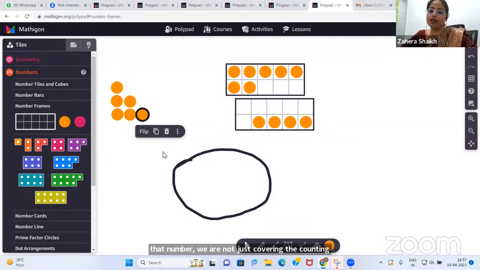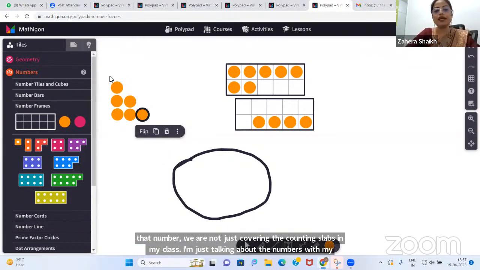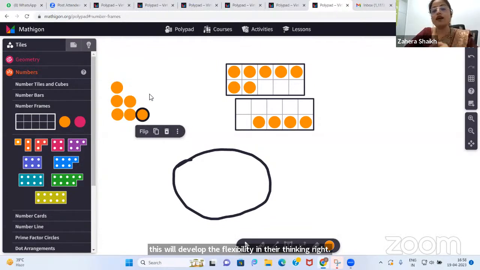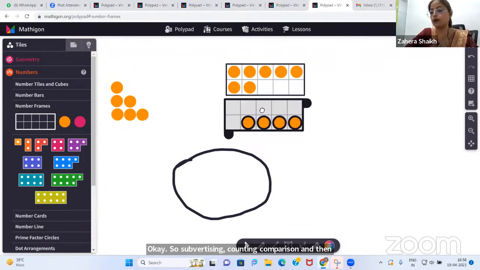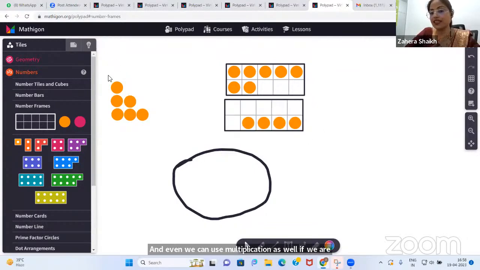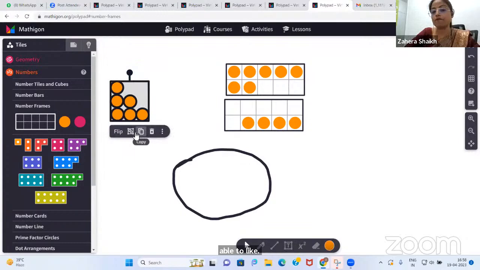So this will develop the flexibility in their thinking, right? Okay, so subitizing, counting, comparison, and then arranging the numbers in ascending and descending order, and finding the relation between 2 numbers, addition, subtraction, and even we can use multiplication as well, if we are using this tens frame in our grade 1 and 2 as well.